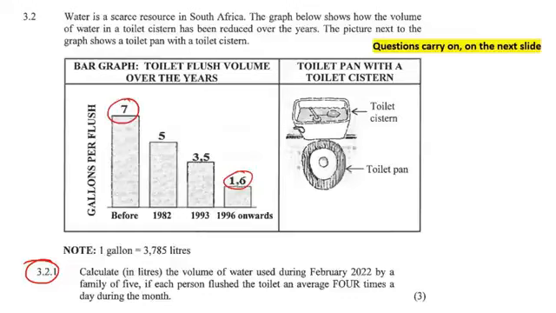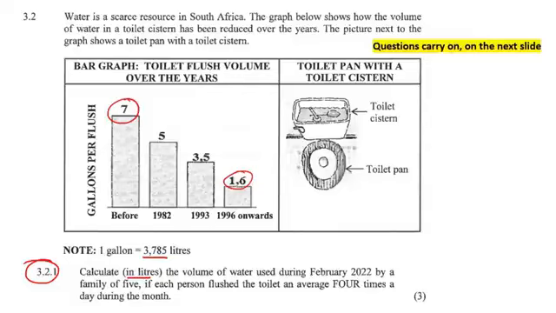Okay, so now they tell us that 1 gallon, a gallon is a unit of measurement for liquids that they typically use in the United States, for example, but to convert it to liters, it's like that. So it says calculate in liters the volume of water used during February 2022 by a family of 5 if each person flushed the toilet an average of 4 times a day during the month.